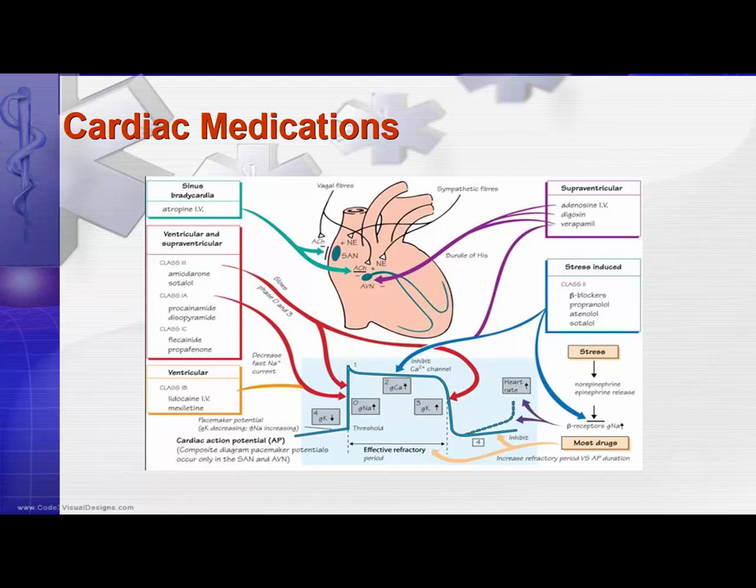If you notice here, just starting up here, you've got different arrhythmias. And here, atropine. Look where it is affecting the SA node. Atropine blocks the effects of acetylcholine at the SA node to hopefully speed conduction. What about your supraventricular rhythms, such as SVT, maybe AFib RVR? Adenosine. Look, it's affecting your AV node right there.